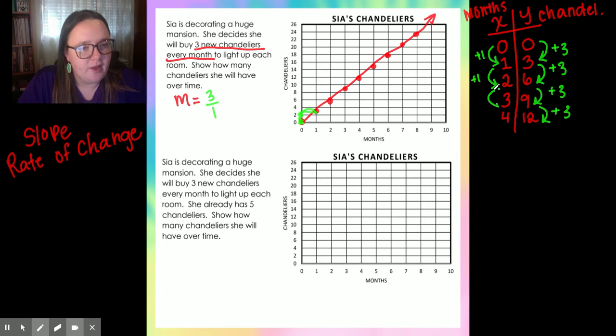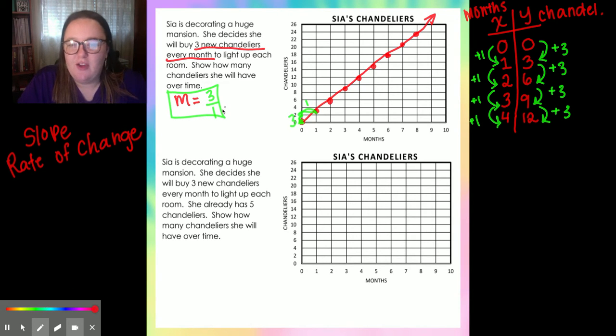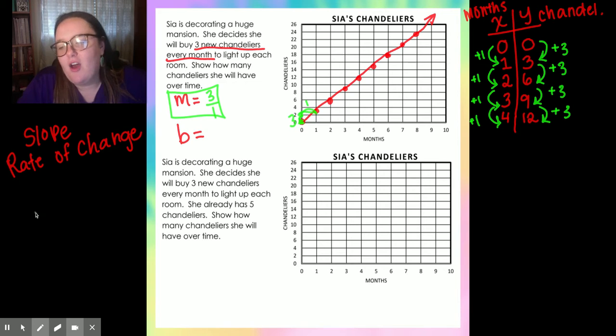So you could have found the slope from your table that you created, or you could have found it from your graph, right? She rose three, she ran one, or she changed in y over change in x. So my slope is definitely 3/1. Now there's one other thing that I want you to be able to point out in this situation, and it is our B, or our y-intercept. B stands for y-intercept.